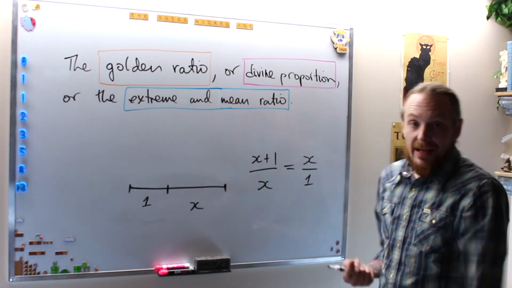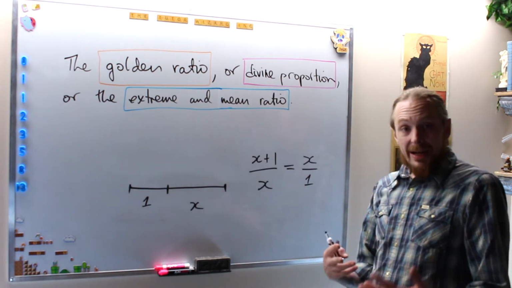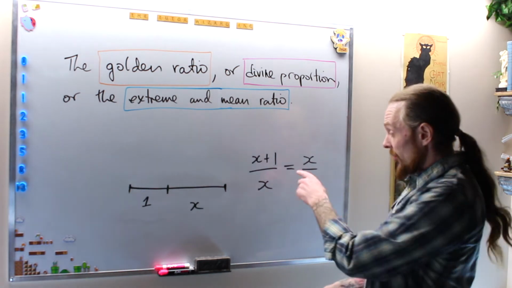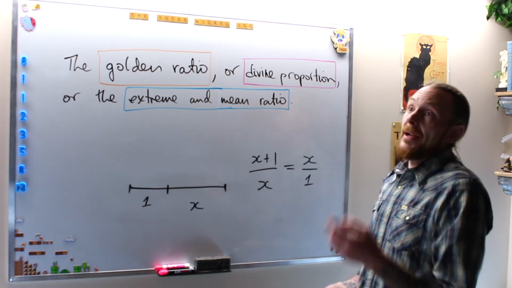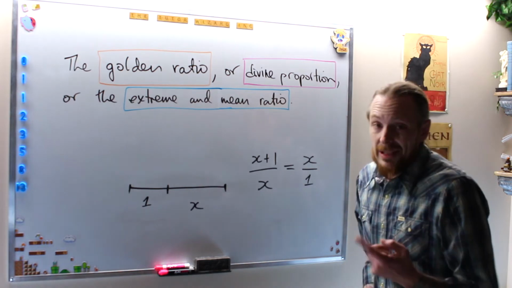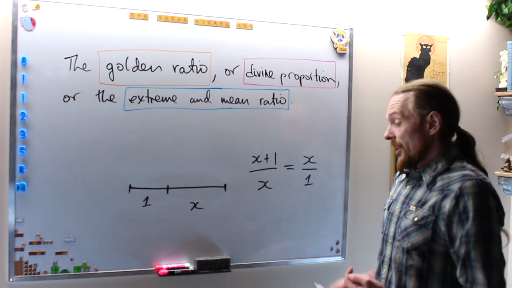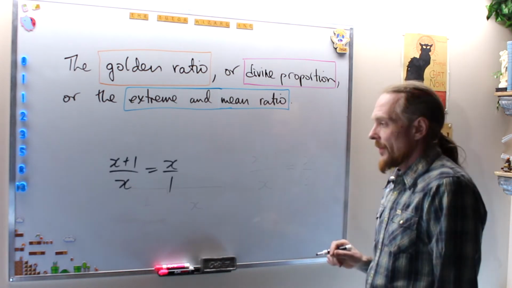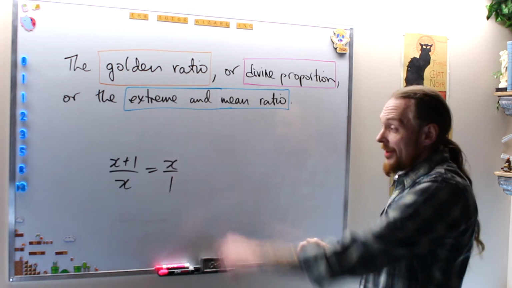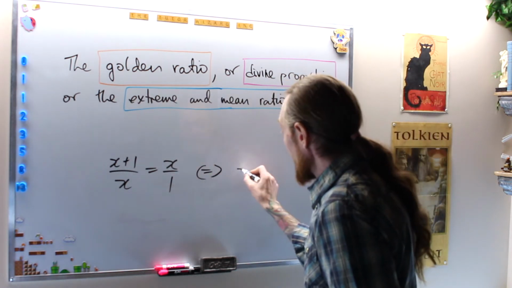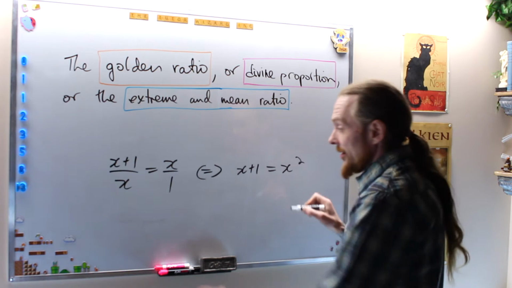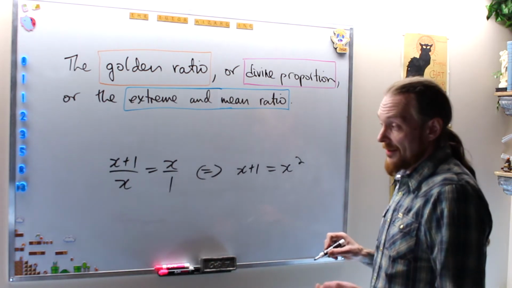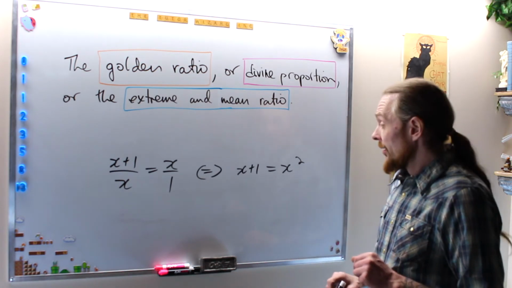Now that I have x's in there, we're going to solve and get a quadratic, and then we use the quadratic formula or complete the square to find the two solutions. The positive solution to this quadratic is, in fact, the golden ratio, which we call phi, or the extreme and mean ratio. So let's do that. Once I have it over here, what I can do is cross multiply, and I'm going to get x plus 1 equals x squared. I'm bringing this up to the other side, multiplying both sides by x. I'm assuming it's not 0 because this is the length of part of that segment.